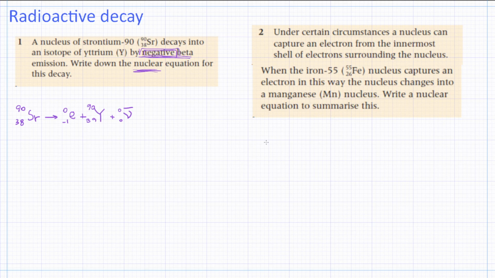Simple. Now number two, under certain circumstances, a nucleus can capture an electron from the innermost shells of electrons surrounding the nucleus. When the iron 55 nucleus captures an electron in this way, the nucleus changes into a manganese nucleus. Write a nuclear equation to summarize this. So in this case, it's not necessarily a decay, but we should be able to write our nuclear equation.